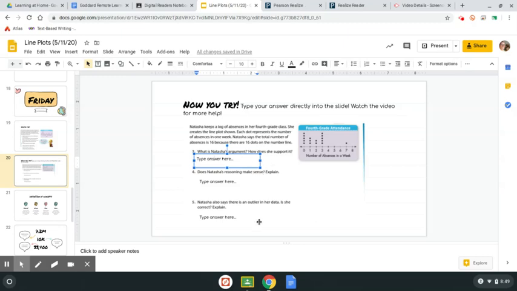And then lastly, Natasha also says there's an outlier in her data. Is she correct? Well, you got to look back at the line plot and remember, an outlier is a point of data that is separate and it's different from the cluster of all the other data. Okay, so look at this line plot. Is there a single data point that is separated? So if there is, tell me if there is or isn't and why you think so.